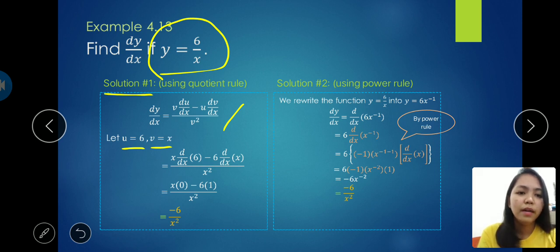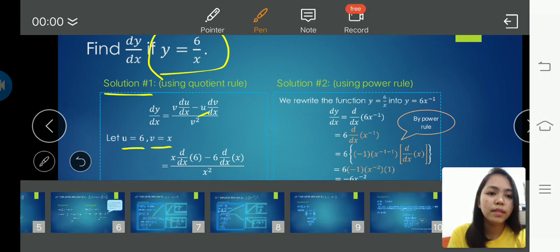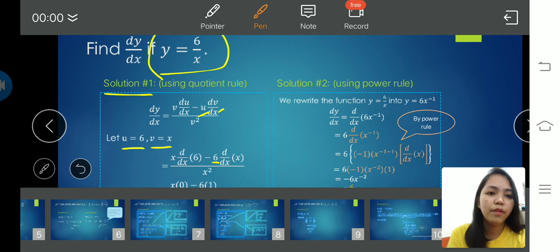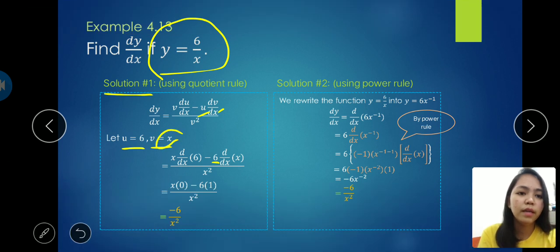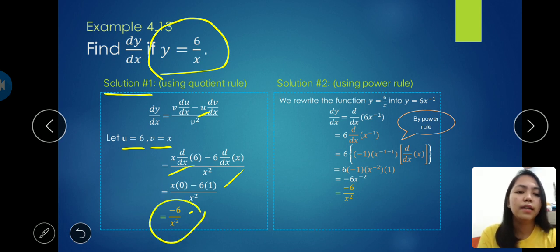So, we have x times the derivative of 6 with respect to x, which is 0. Next, we have minus u, which is 6, and then the derivative of v with respect to x. Ano ba si v? X. Kaya, the derivative of x with respect to x is equal to 1. So, we have now x times 0 is 0, and then minus 6 times 1. Therefore, we have negative 6 all over x squared. Ito na yung final answer natin.